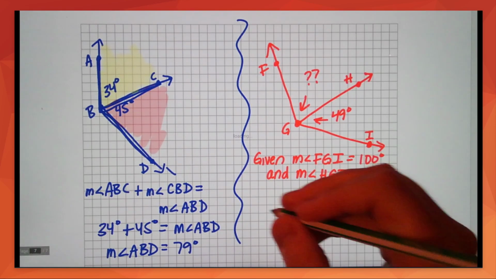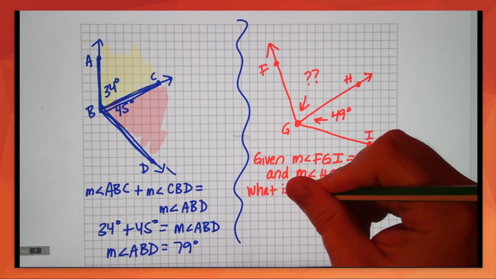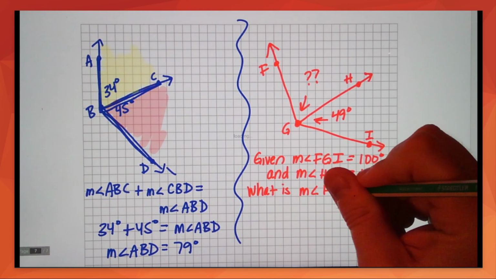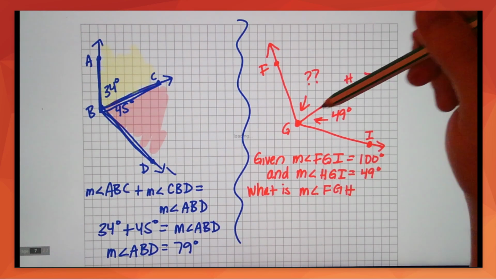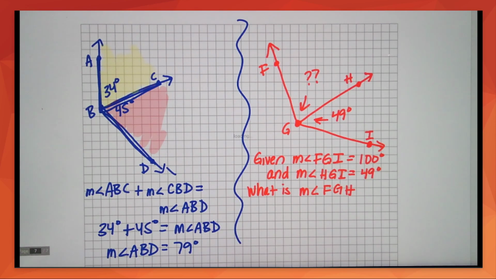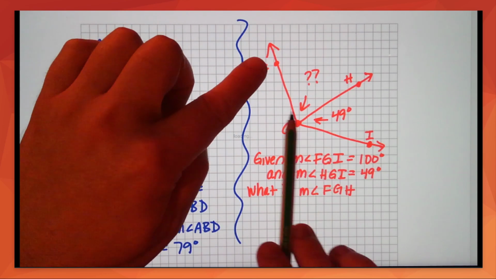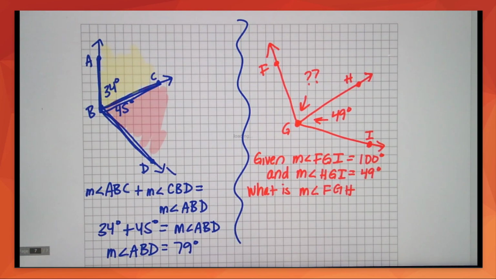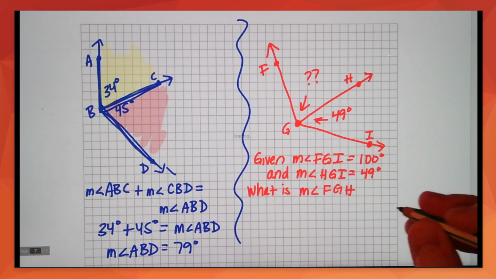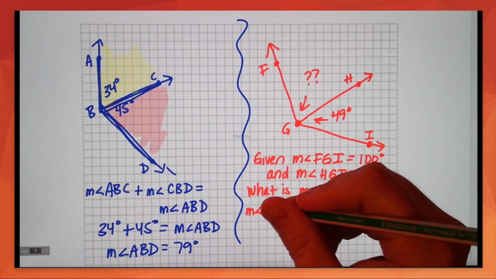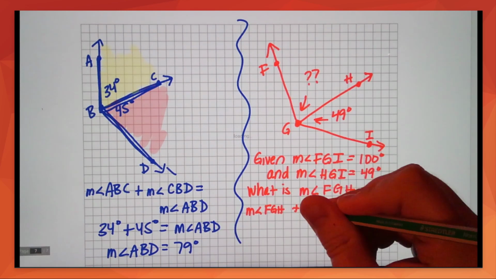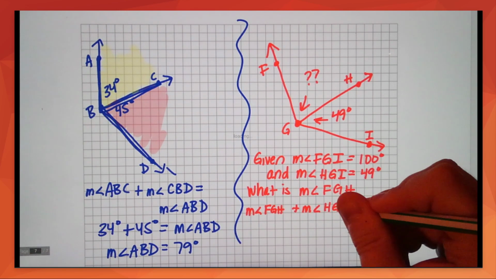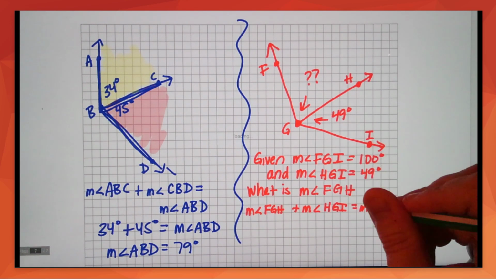What is this one? What is the measure of angle FGH? That would be FGH, this angle right here, okay? Now, you might be saying, like, you're really dragging this out, and I'm not trying to drag it out. I just want to make sure it's really clear how you do this. But if the entire thing is 100 and one of them is 49, what does the other part have to be? It has to be 51. And you can do this mathematically by saying that the measure of FGH plus the measure of HGI equals the measure of FGI.